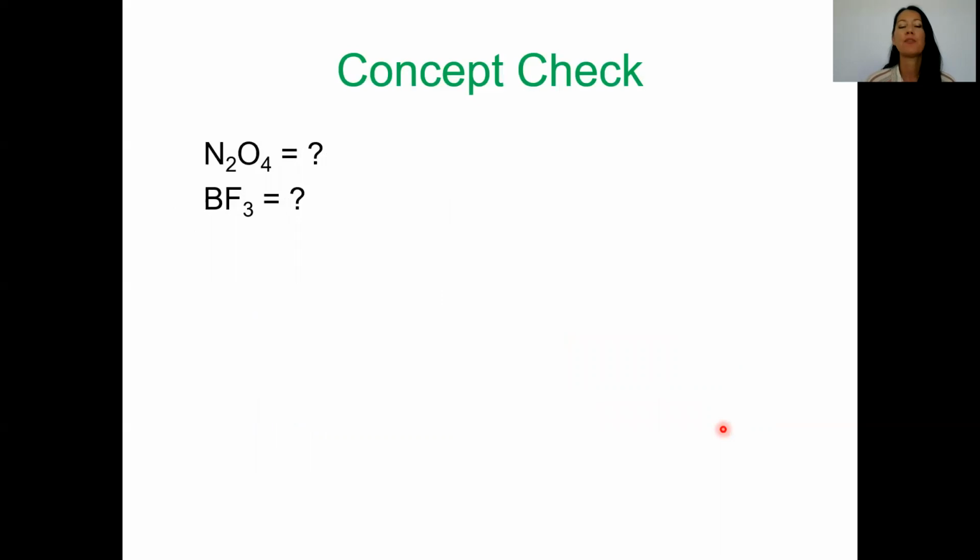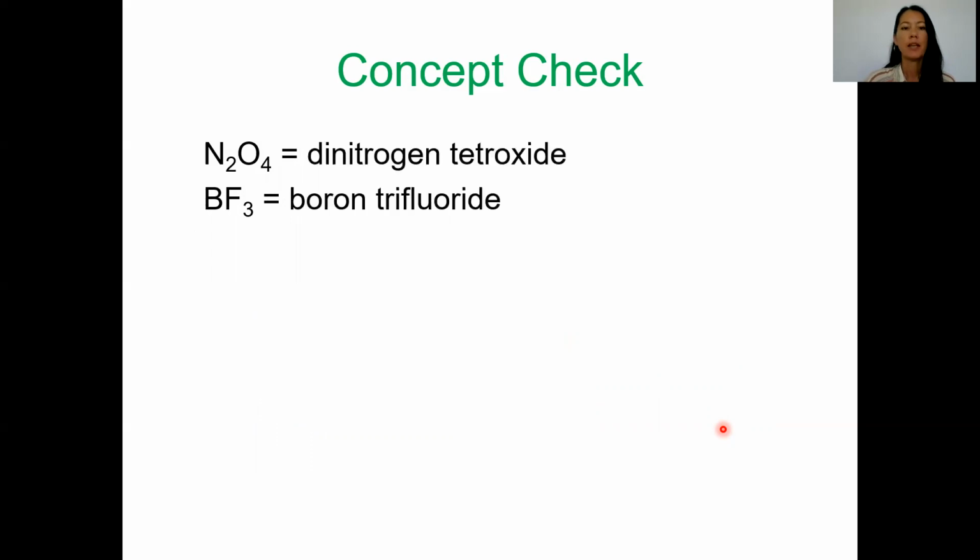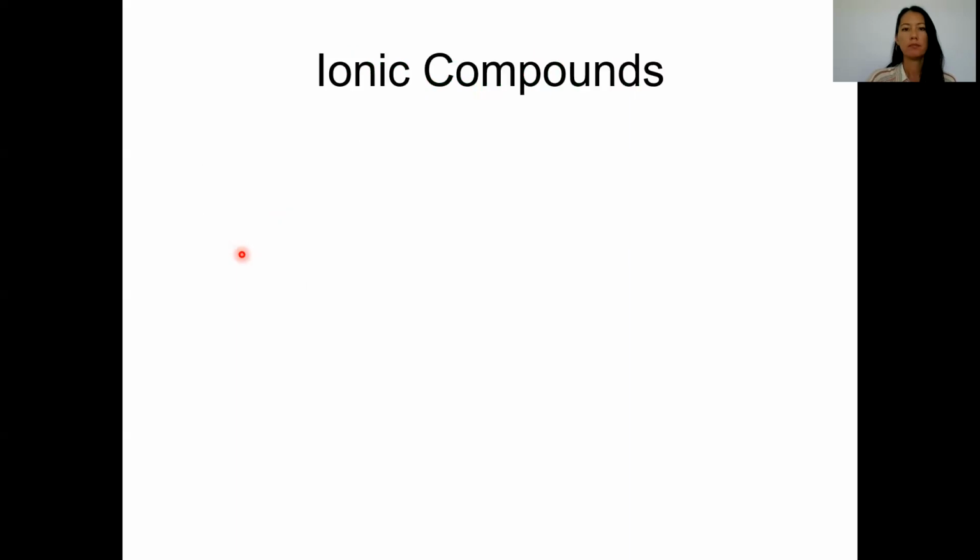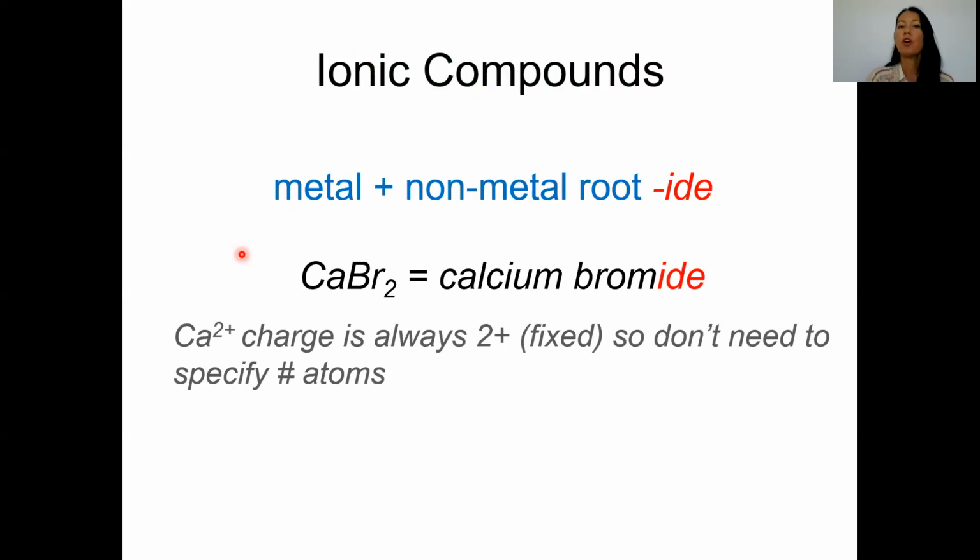You guys practice these. Pause it and write your answers down. I came up with dinitrogen tetroxide, dropping the A, and boron trifluoride. That's it for covalent compounds. Those are when you have two nonmetals.